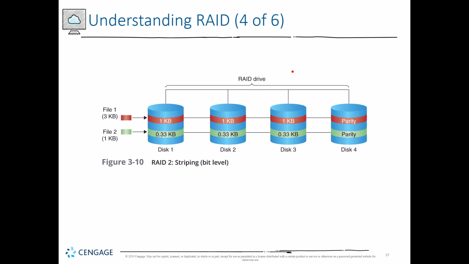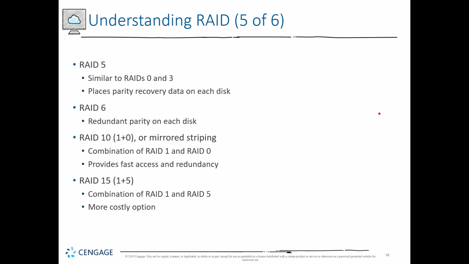Here we have RAID 2 striping at the bit level. So we have files that are written to multiple drives and a parity. Parity allows us to rebuild if one drive fails. RAID 5, 6 are the big ones.